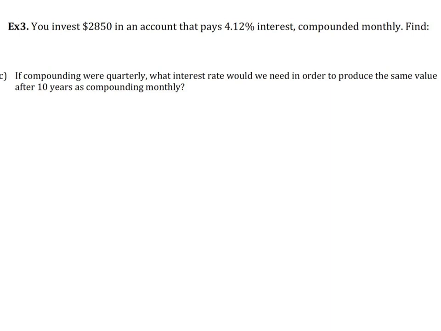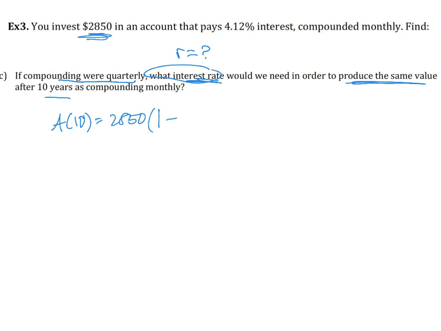Now let's look at part C, perhaps a little more complex. It says, if you were compounding quarterly, what interest rate would we need in order to produce the same value if we were compounding monthly for 10 years? So first of all, I need to find how much money we would have in 10 years if we were compounding monthly. So remember, I had the $2,850. I have the interest rate of 4.12%. I'm compounding that monthly for 10 years. So I should plug this into my calculator to see what my total is.